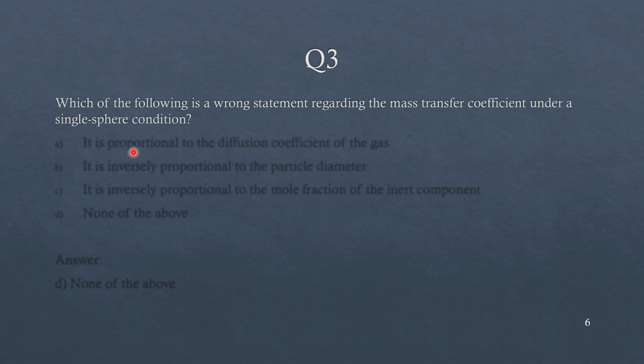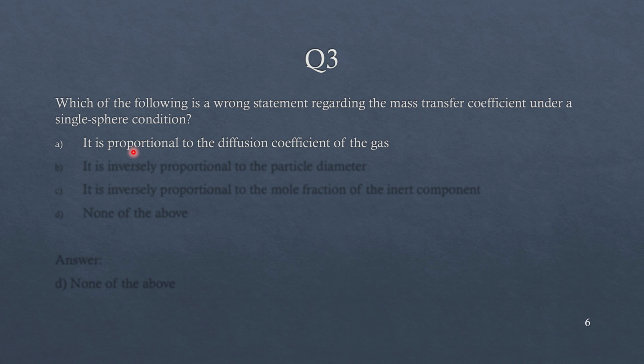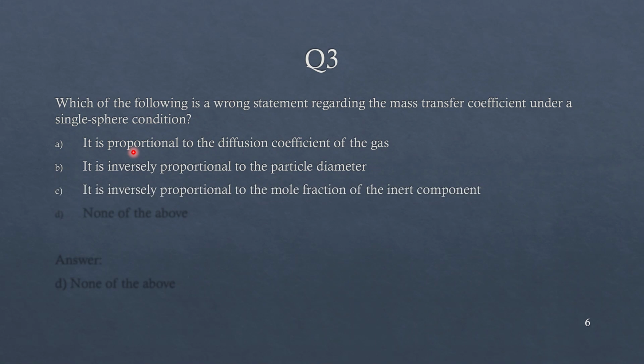In question 3, it is asked which of the following is a wrong statement regarding the mass transfer coefficient under a single sphere condition. Option A, it is proportional to the diffusion coefficient of the gas. Option B, it is inversely proportional to the particle diameter. Option C, it is inversely proportional to the mole fraction of the inert component. Or option D, none of the above. Give the answer and we'll discuss.